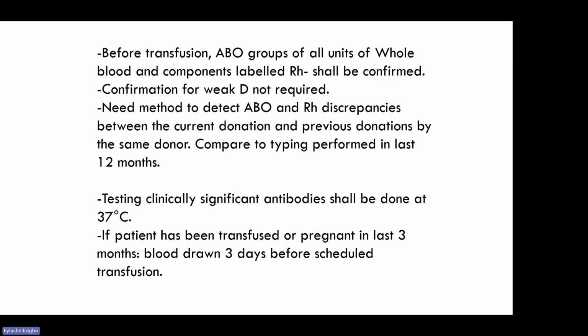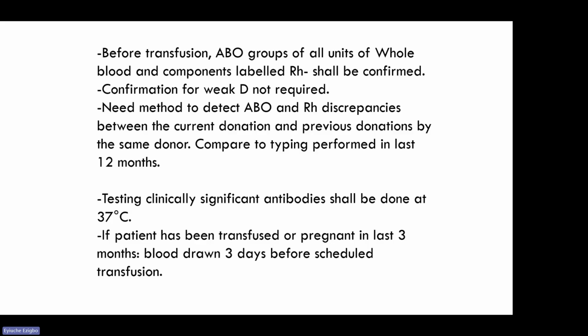Before transfusion, the ABO group of all units of whole blood and components labeled Rh shall be confirmed. Before transfusion, you repeat the ABO blood group of all the units and their Rh status. You repeat before transfusion, even though in the blood bank they labeled this bag B positive, kept it in the blood bank there. But before transfusion, as you're about to cross match, you still repeat this process of blood grouping. For the weak D, confirmation may not be required.